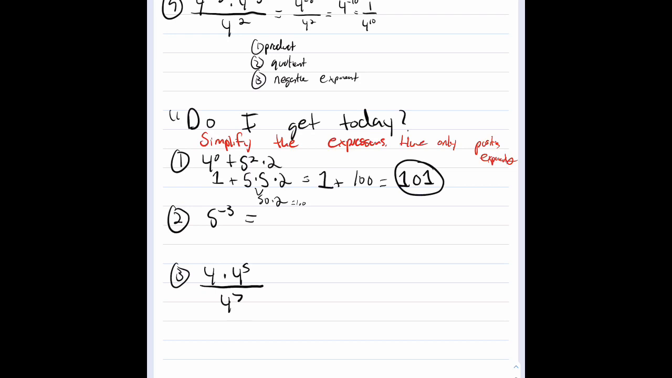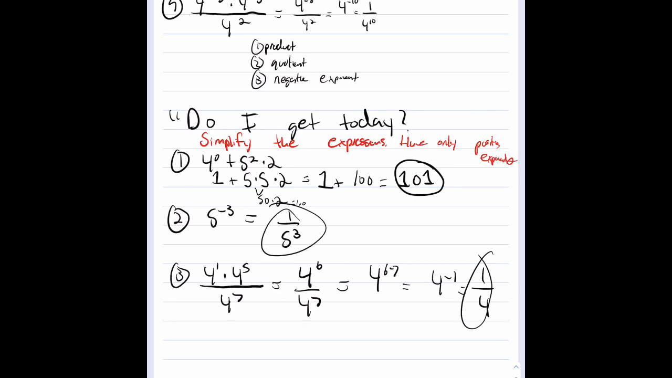5 to the negative 3, that will just be 1 over 5 to the 3. And then this one here, product rule, will give us 4 to the 6th, because there's really an exponent of 1 there, all over 4 to the 7th. This will be 4 to the 6 minus 7, which is just 4 to the negative 1, which is 1 over 4. So there you go. If you got those 3, you definitely got today.